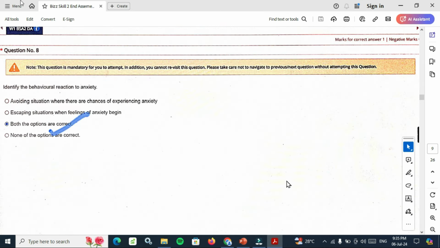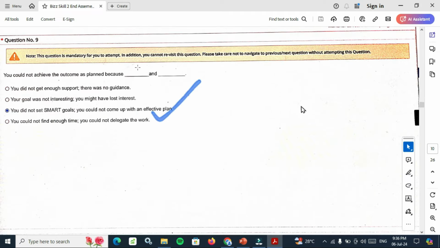Next question: now identify the behavioral reaction to anxiety. If you get anxiety, what will your behavior be? Avoiding situations where there are chances of experiencing anxiety, and escaping a situation when feelings of anxiety begin. The answer will be that both the options are correct. So options 1 and 2 are correct, and you need to select this option.